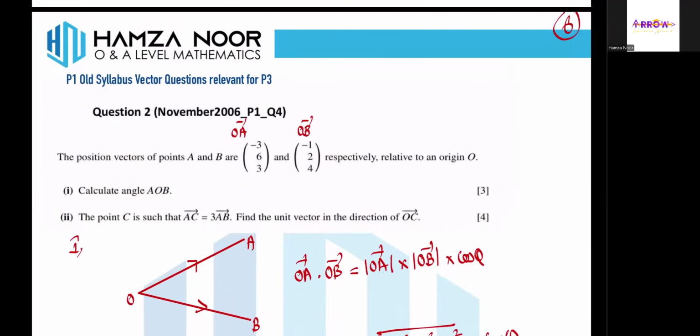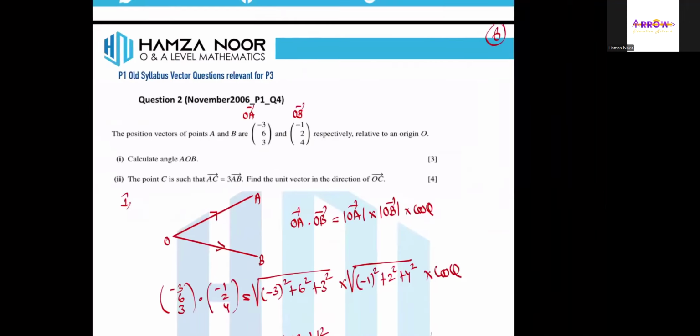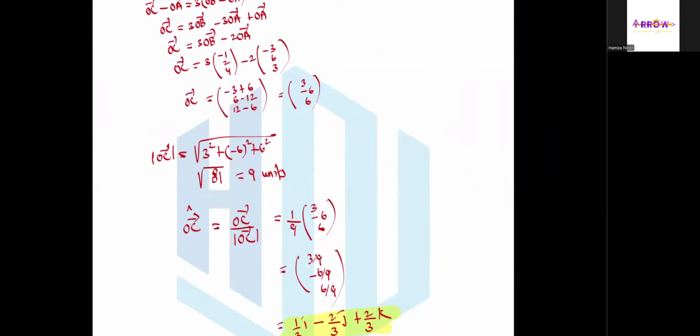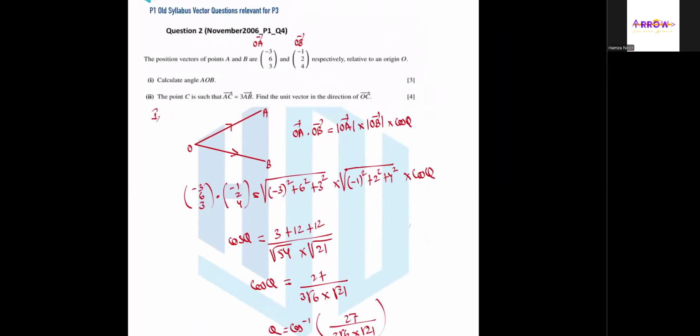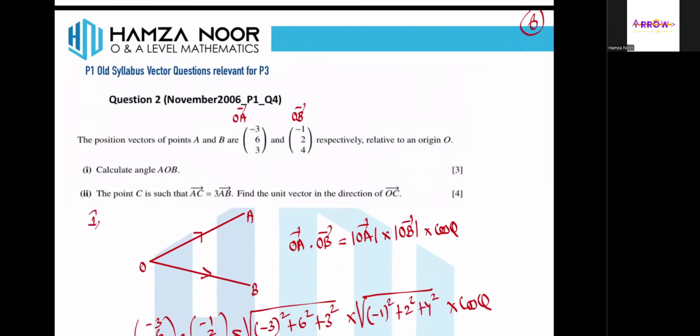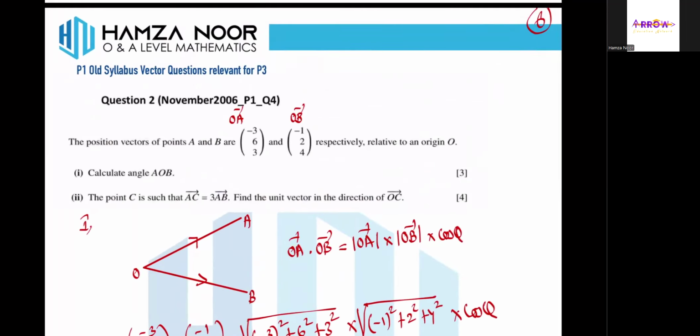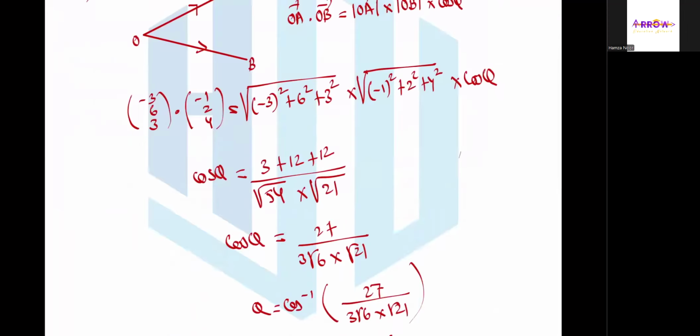Otherwise, you can leave your answer as a column vector as well, because the ijk form is not required here. So this was the question, and here was the complete solution of this question. October/November 2006, Paper 1, question number 4. So now let's move on to the next question.